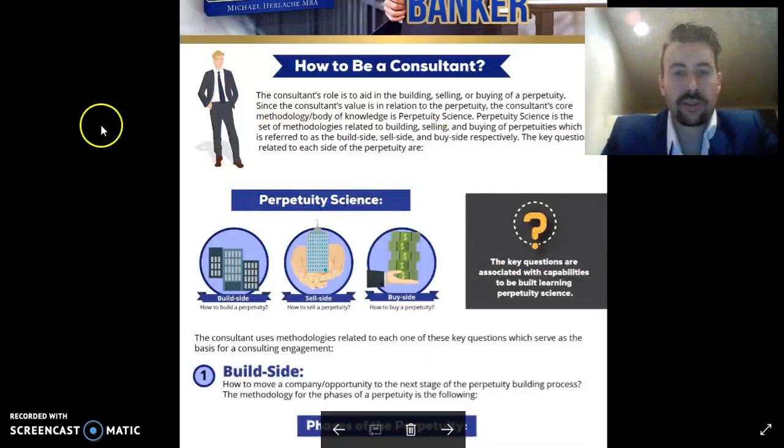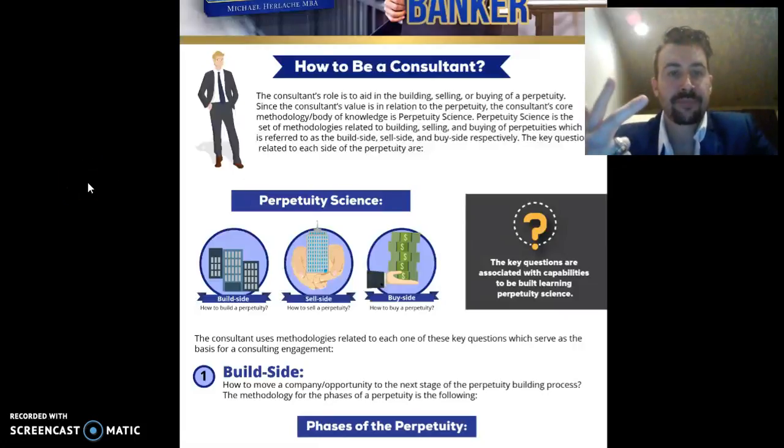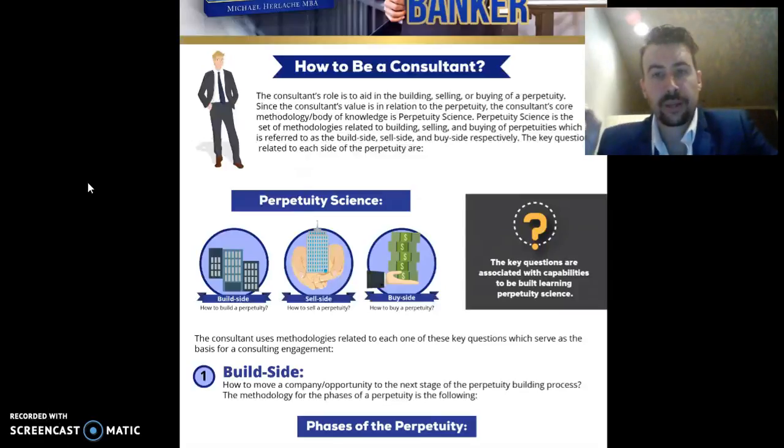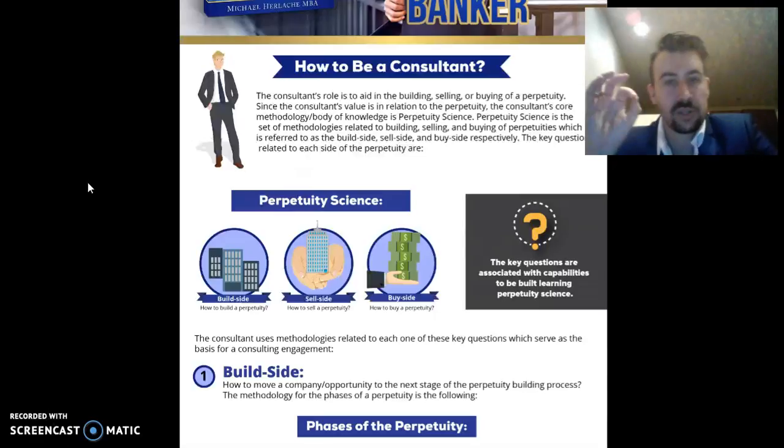So, the consultant's role is to aid in the building, selling, or buying of a perpetuity. Since the consultant's value is in relation to the perpetuity, the consultant's core methodology and body of knowledge is thus perpetuity science. Perpetuity science is a set of methodologies related to the building, selling, and buying of perpetuities, which is respectively referred to as the build side, sell side, and buy side.